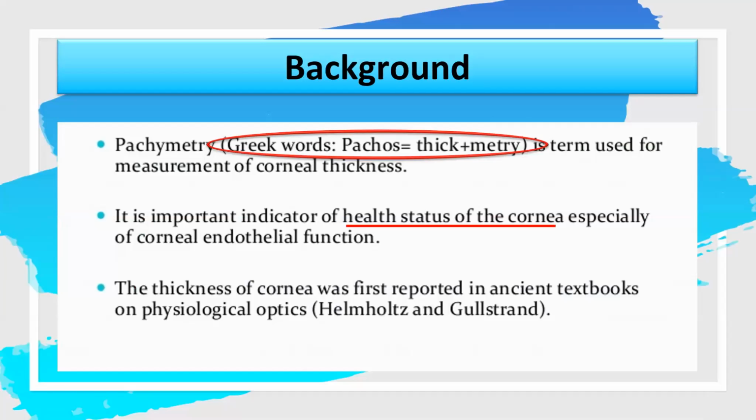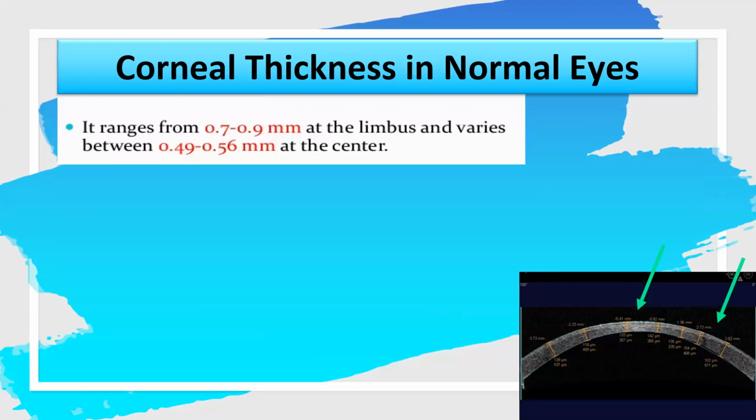And this was in the ancient textbooks also. Now, when we see the corneal thickness in the normal eye, we understand that the peripheral part of the cornea is actually thicker than the central part. And the central corneal thickness is 0.49 to 0.56 millimeter in the center.